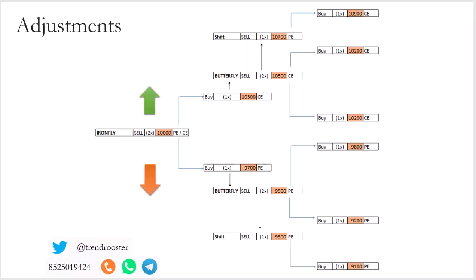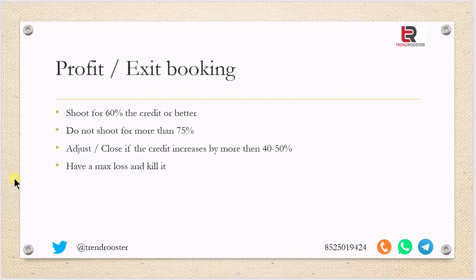Let's move on to profit taking and exits. The moment you create an iron butterfly, you will be receiving the credit. It's a typical credit spread. You shoot for 60% of the credit or better. Do not shoot for more than 75% because you don't want to take on further risk. Adjust or close if the credit increases by 40% or 50%. If you have more than 40% of the credit as a loss, then take the max loss and kill the trade. This is our profit taking and exit rule.